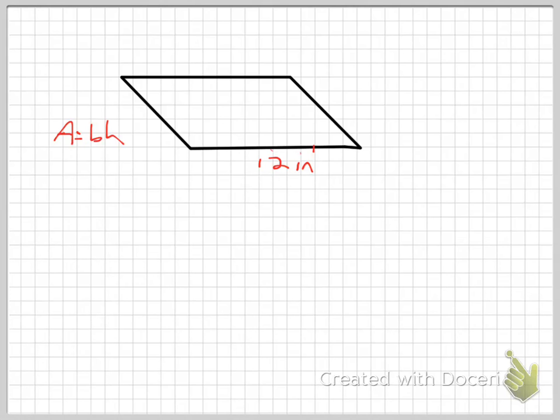What is the height? If this is 12, I actually counted the boxes. What's the height of this? 5. It's 5, right? Now, where do I draw the height? I could draw it here, right? Don't you agree that I could draw the height there? What about right here? Could I draw the height here? Isn't that still the height?